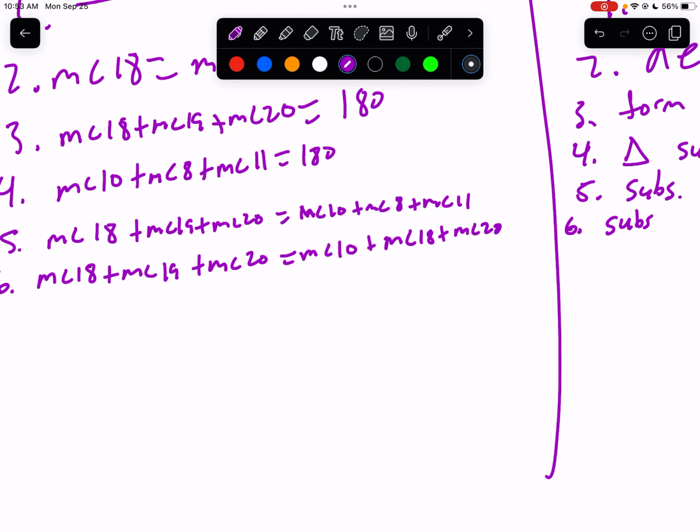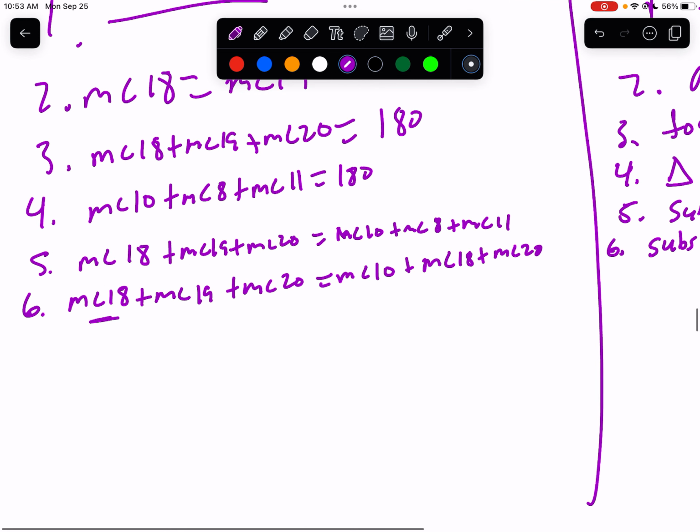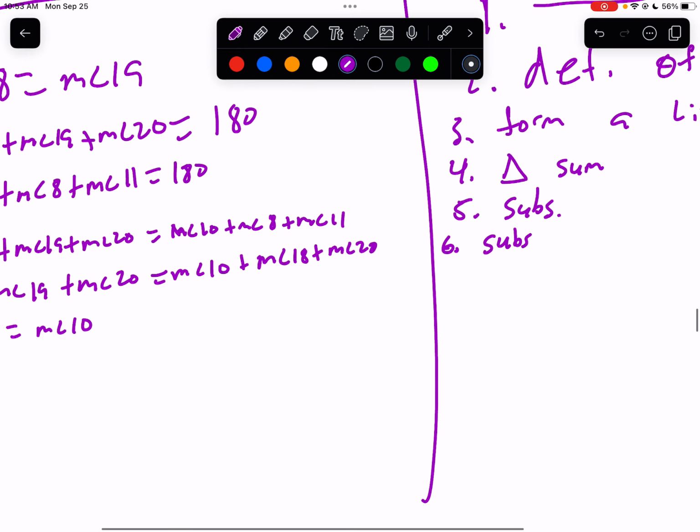All right. Why did that help? Well, now we have an 18 on both sides. We can subtract them. We have a 20 on both sides. We can subtract them. Can we do those both at the same time? The answer is yes. So if I subtract 18 and 20 from both sides, I'm left with the measure of angle 19 equals the measure of angle 10. And that is by subtracting from both sides.